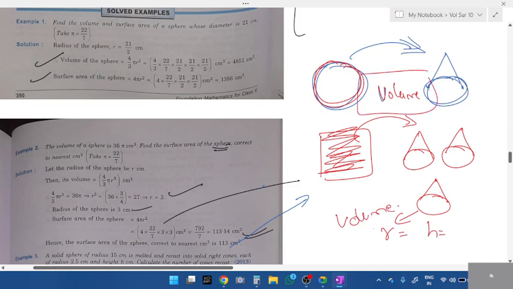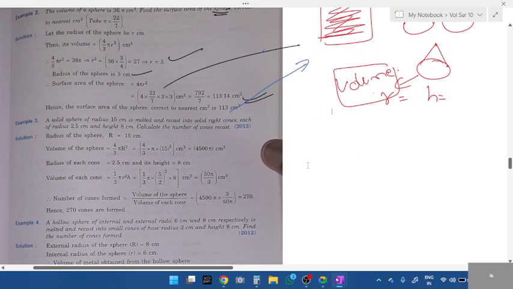So the bigger volume divided by the smaller volume will give the number of cones. We'll try it tomorrow. I'll just show you the calculation. Look here. Wherever you see any combination question, always go with volume, students. Volume. So first thing, volume of a sphere calculated.